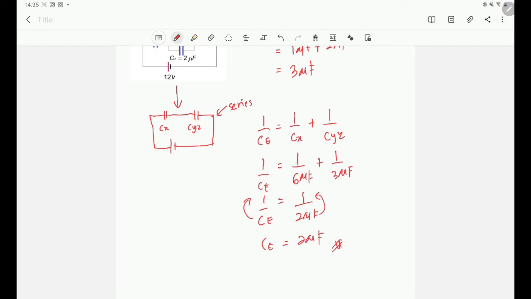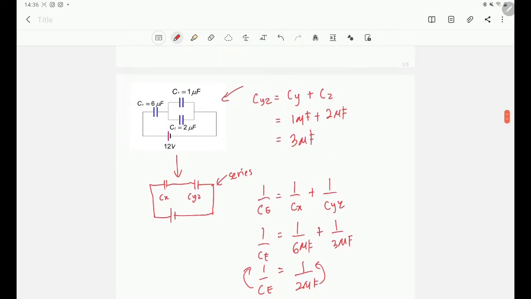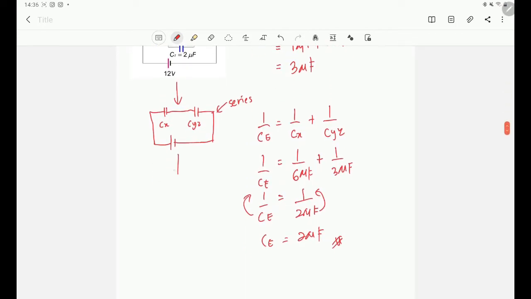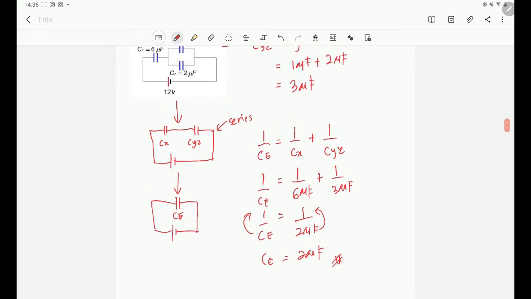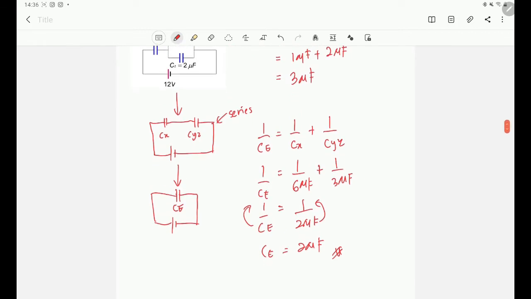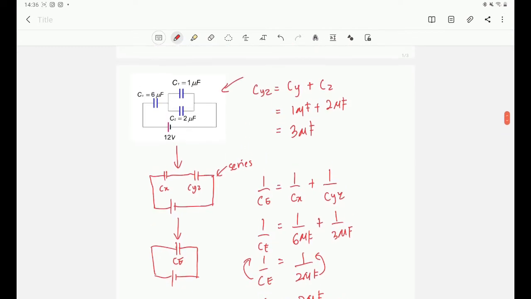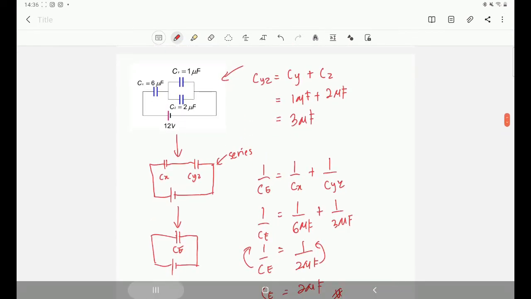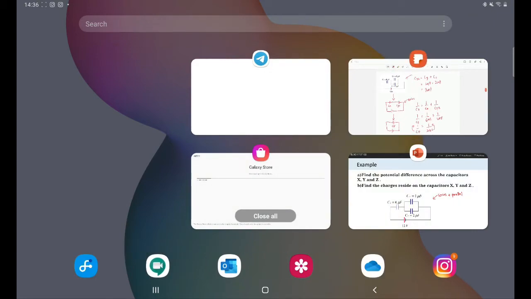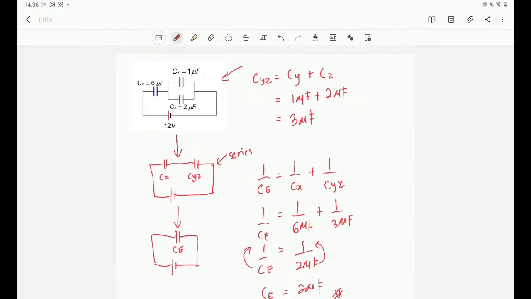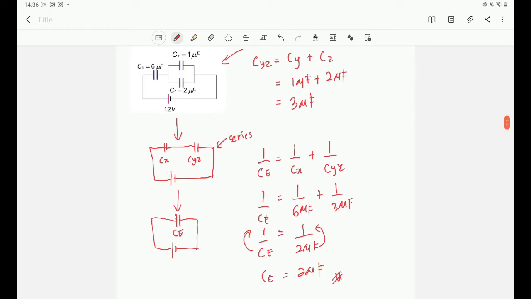Okay, so right now we have simplified the circuit. So the capacitor become 1, which is C effective here. Like that. Alright, so you have found the C effective. So the question asks you to find what? Find the potential difference. So you need to find V for every capacitance.